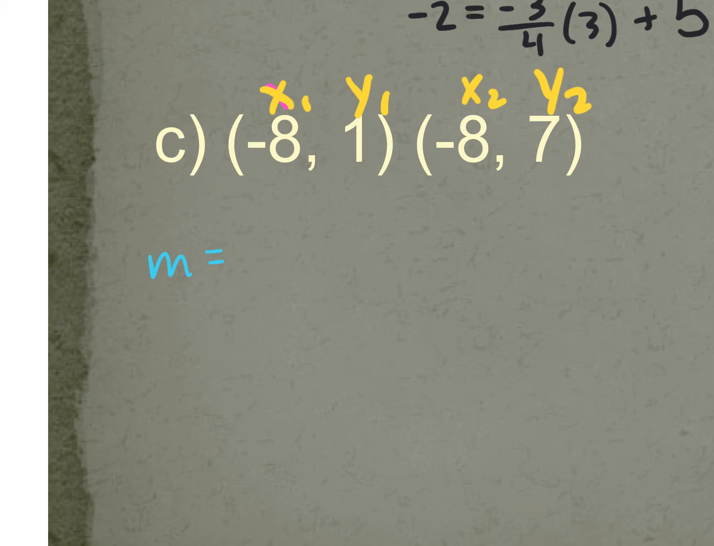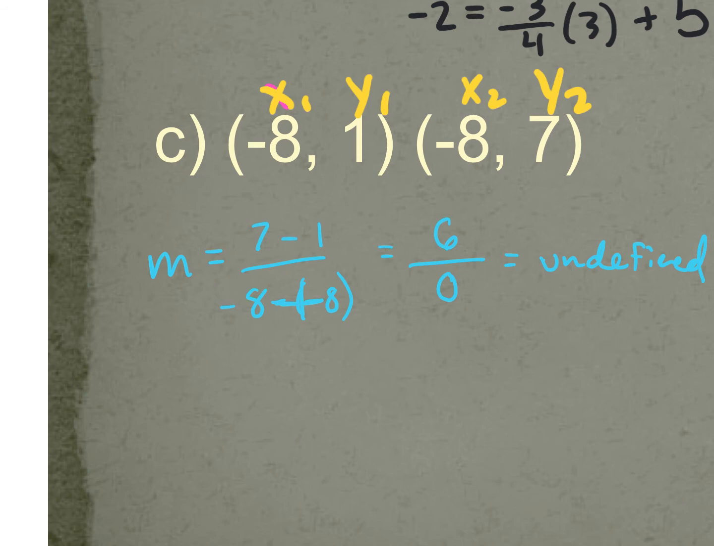y2 minus y1 over x2 minus x1. So on the top we get 7 minus 1, which is 6. On the bottom, this becomes a plus, so negative 8 plus 8 is 0. What happens when you get 0 in the bottom of a fraction? It's undefined. So our slope is undefined.